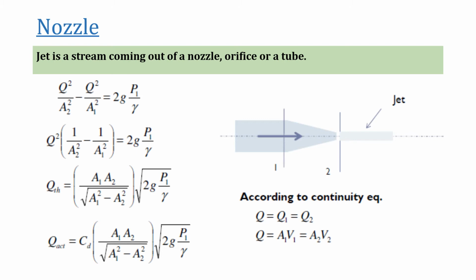If you recall the expression derived for a Venturi meter or orifice meter, they were very much similar to what we have obtained over here. The only observation required is P1 over gamma. And if we are interested in the actual discharge, we can simply multiply the theoretical discharge by CD, which is the coefficient of discharge, in order to obtain it.